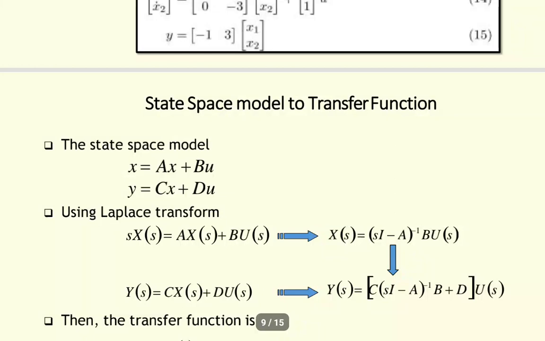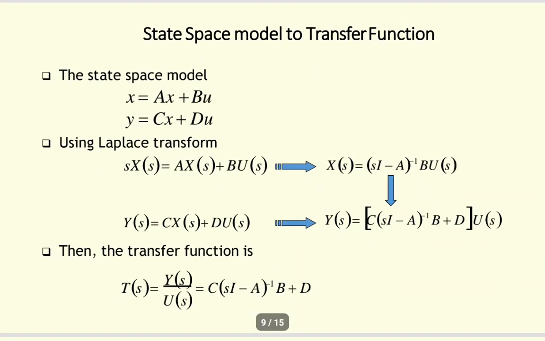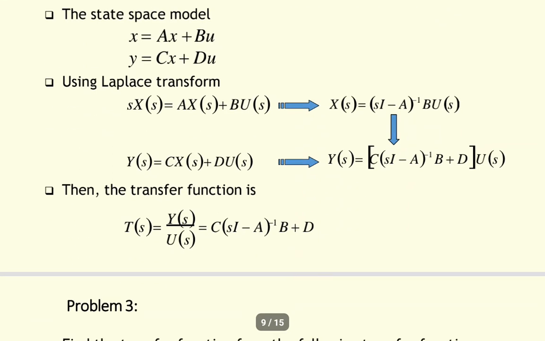Keep in mind, you should not change the order of the matrix product, otherwise it will generate a wrong result, because matrix multiplication does not maintain the commutative property. A into B does not equal B into A. So we can generate the transfer function T(s) = Y(s)/U(s) = C(sI - A)^-1 B + D.